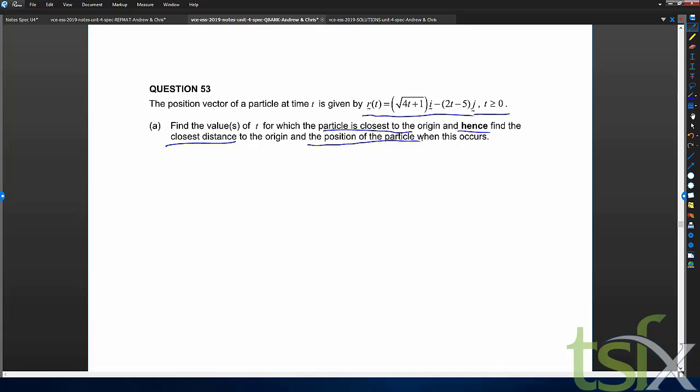So how do I work out the distance? Magnitude, someone said, I believe. That is correct. So we want the magnitude of r(t), which will be the square root of (4t plus 1) all squared, plus (2t minus 5) all squared. Okay, we all good with that?